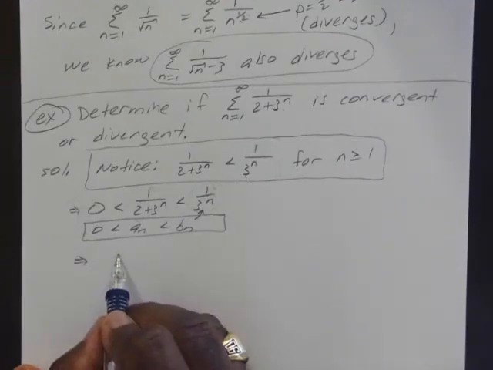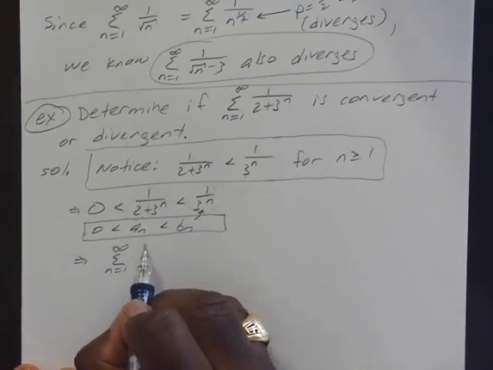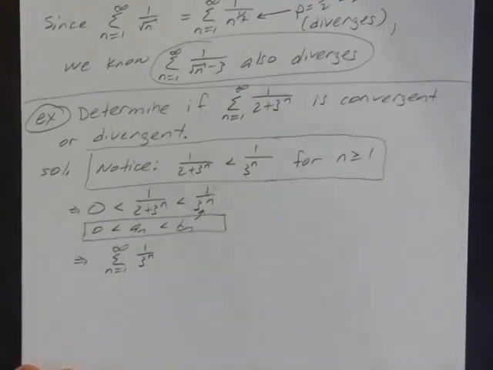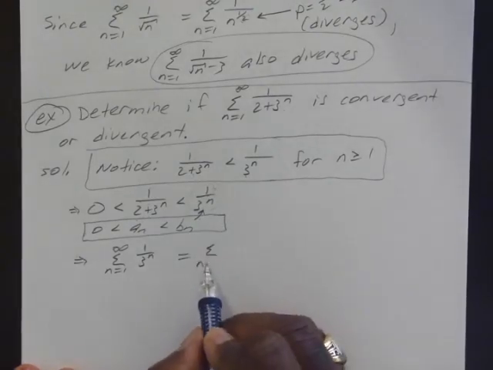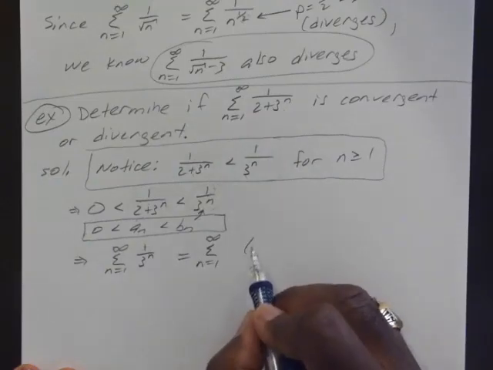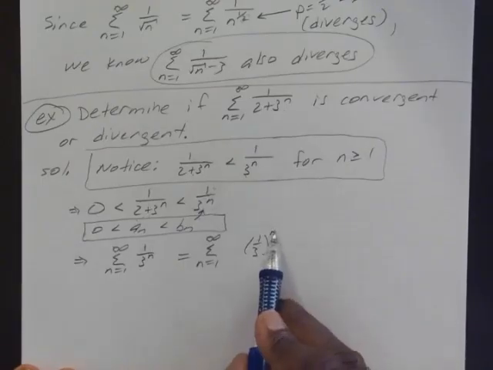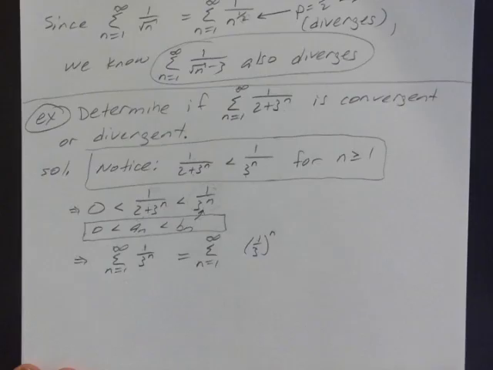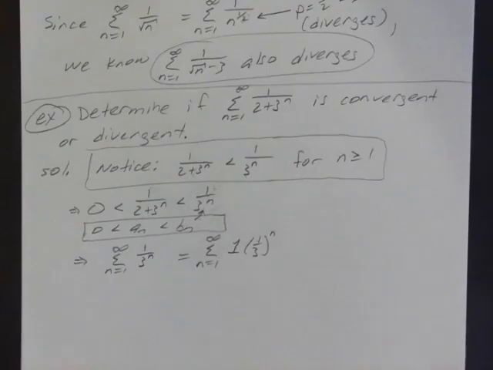Okay, so if we take the sum from n equals 1 to infinity of 1 over 3 to the power of n, we could rewrite that as the sum from n equals 1 to infinity. That 1 over 3 to the power of n, we can rewrite as (1/3) to the power of n. 1 to the power of n is 1, 3 to the power of n is our 3 to the power of n. And we can just multiply by 1. You don't have to, but I'll do it anyway just to put it in the right form.